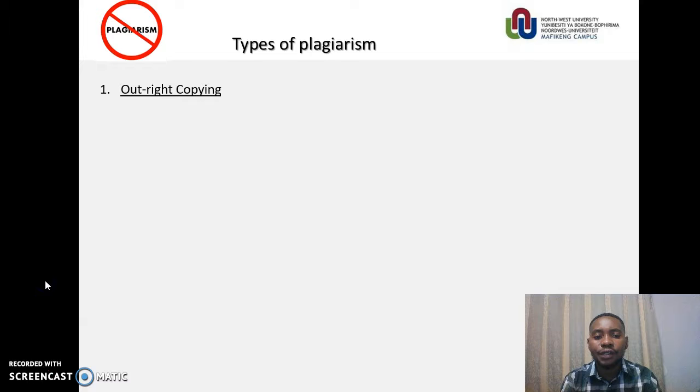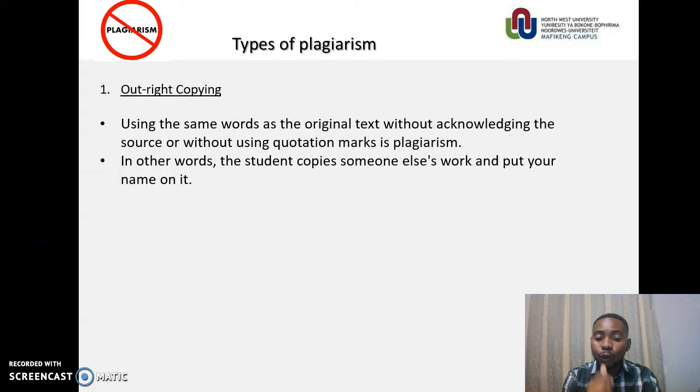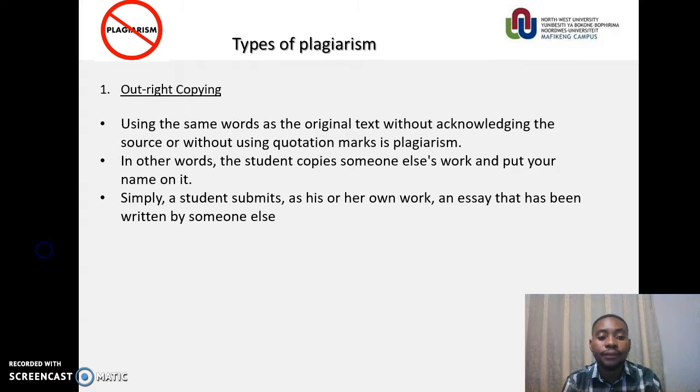We have different types of plagiarism. First, we have outright copying. As the name suggests, here one copies entirely. One is basically a human moving photocopying machine. You're taking an idea from one book and submitting it as your own work, as if it is your brainchild. It is using the same words as the original text without acknowledging the source or without using quotation marks. In other words, the student copies someone else's work and puts his or her name to it. Simply, a student submits as his or her own work an essay that has been written by someone else.